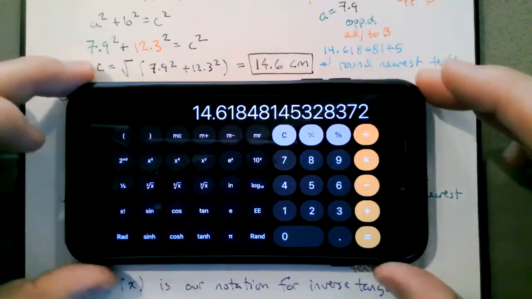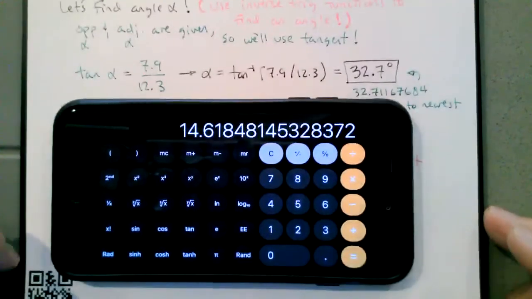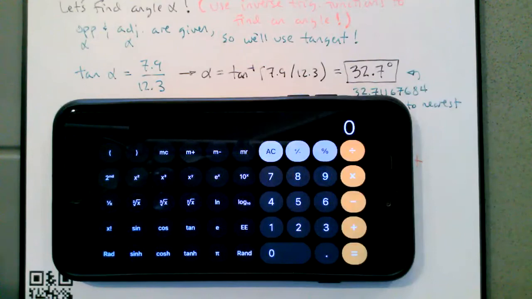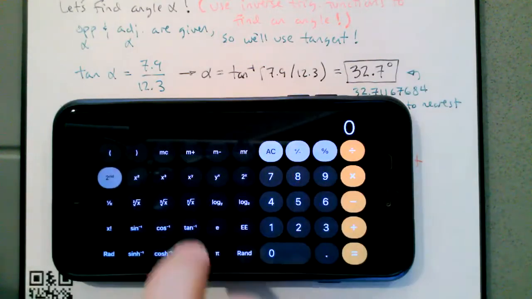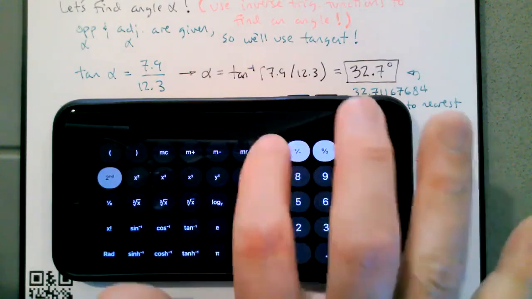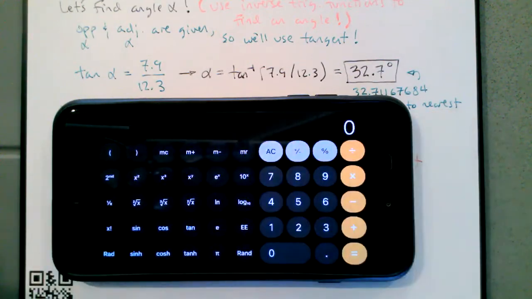So another thing to note is that the tangent and tangent inverse button works the same way. If I just try to hit the tangent inverse button, I have to do the same thing. I have to press second and then tangent inverse. It just calculates the tangent inverse of whatever's on the screen. Oops. Oh, I didn't know it was a sticky button.